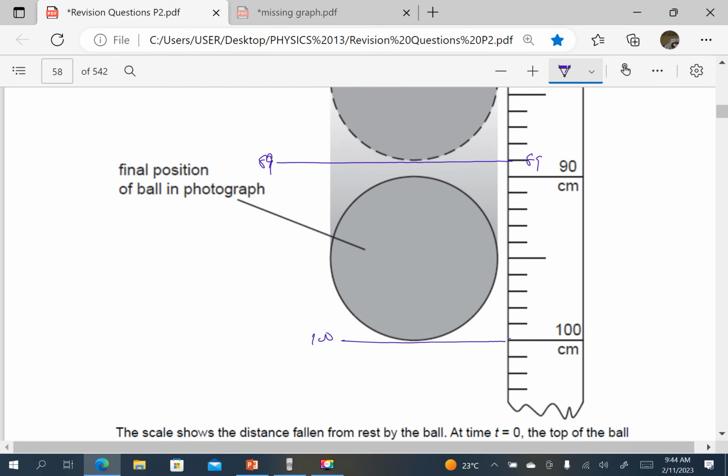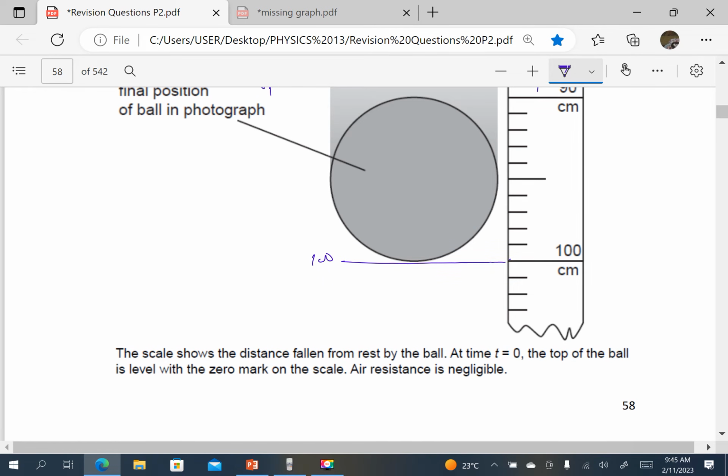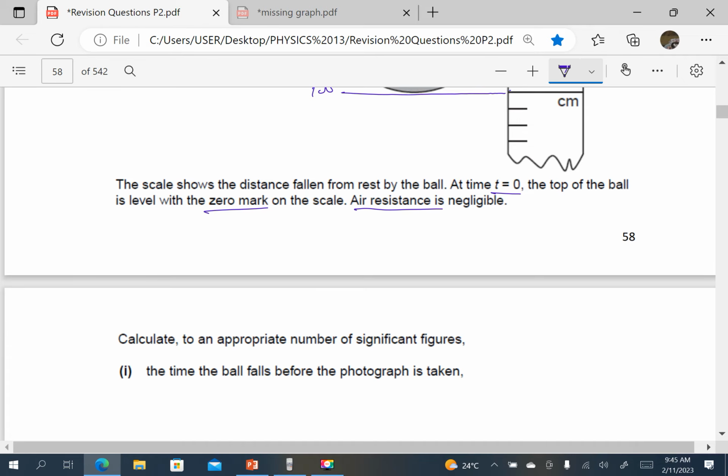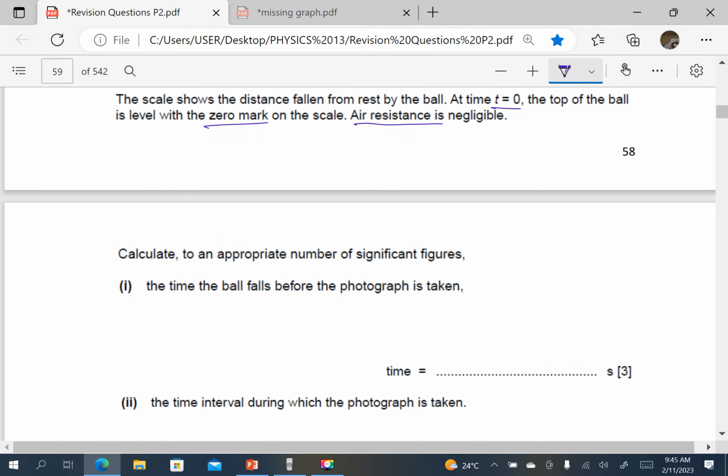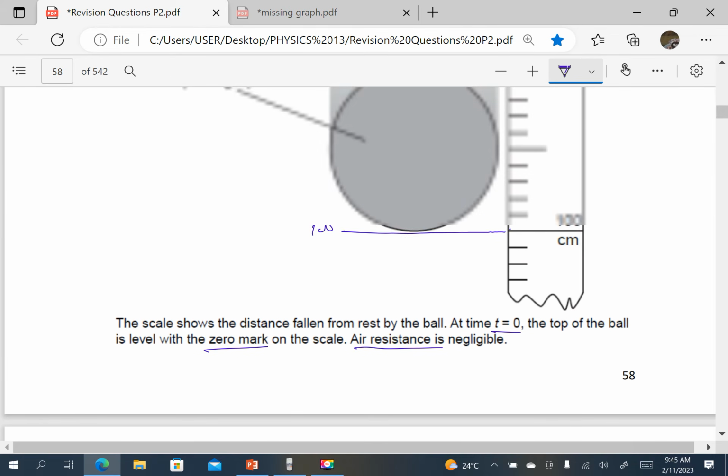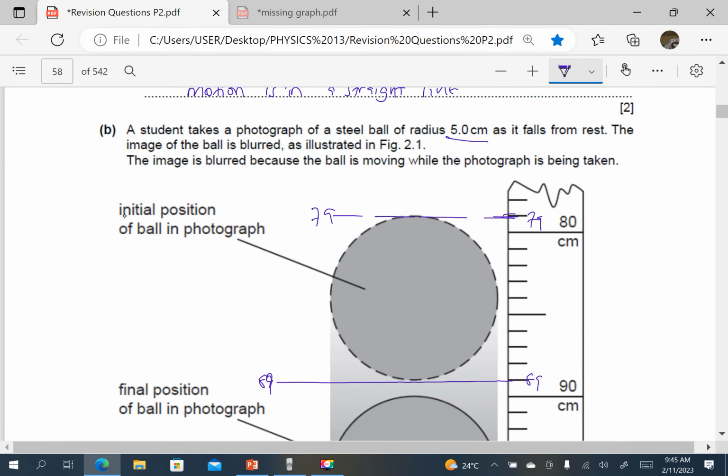Okay, let's see the question. The scale shows the distance fallen from rest by the ball. At t equals 0, the top of the ball is level with the 0 mark. But here they have not shown us the 0 mark, but at t equals 0, it is at the 0 mark. Air resistance is negligible, meaning equations of motion can now apply. Calculate, to an appropriate number of significant figures, the time the ball falls before the photograph is taken. The photograph is taken when the ball has covered a distance of 79 centimeters.